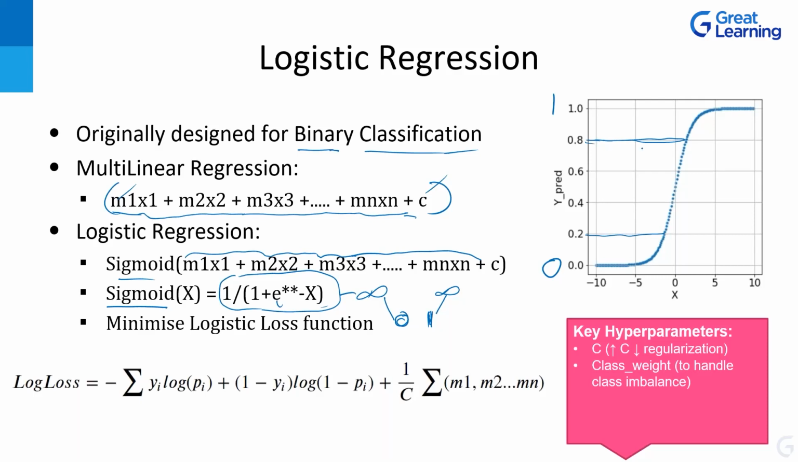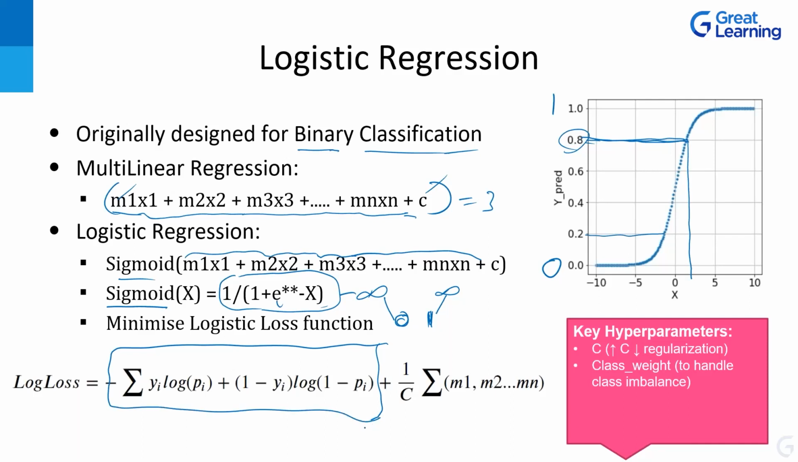So let's say the output of this equation is 2 or 3, then we get a probability of 0.8 that this particular sample belongs to class 1, with an 80% probability. And you might have seen a logistic loss function up till this point. You might have seen that the loss function is represented till this point.